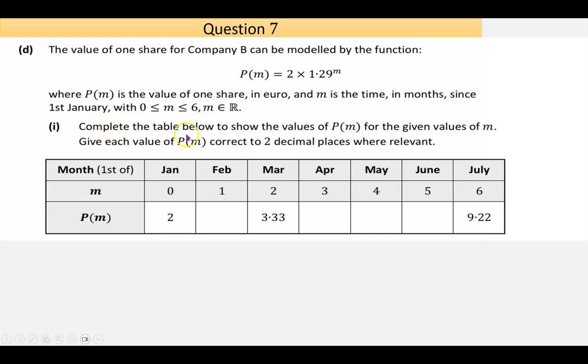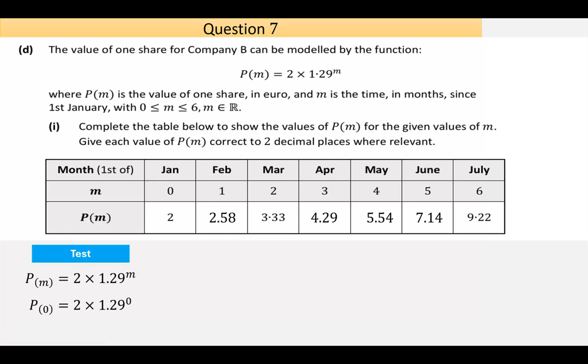Now, part 1 says complete the table below to show the values of P of M for the given values of M. So these are your values of M here. Give each value of P of M correct to 2 decimal places where relevant. Now, they've pre-filled 3 answers, so I'm going to test one of them. Okay, I'm going to go to the power of 0. So that's my function. I'm putting in the power of 0, and I should get an answer of 2, and I do. So all we have to do is the same thing for each different value of M that's not already given.